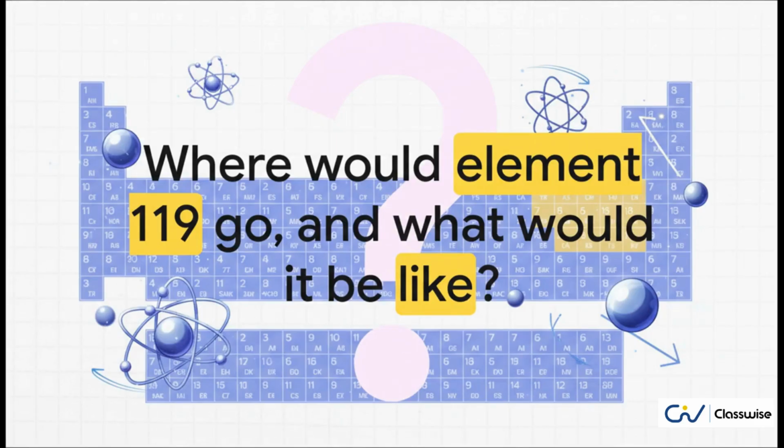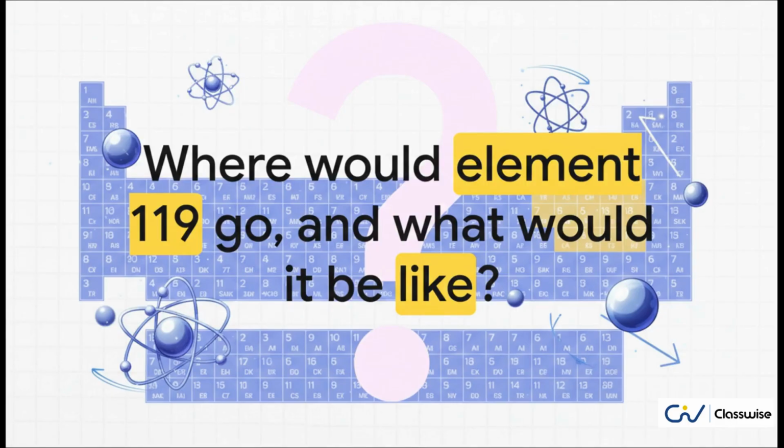Okay, and for a final big picture thought, remember how I said this was a map? Well, it's not just a map of what we know. It's a map that can predict the future. The table looks pretty full, but scientists are still creating new super heavy elements in labs. So here's the ultimate test.